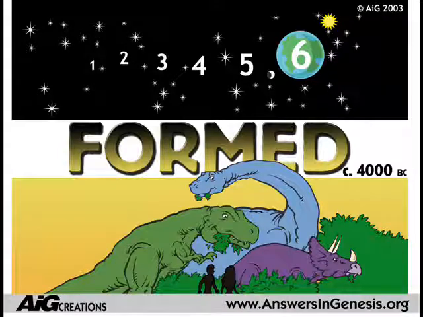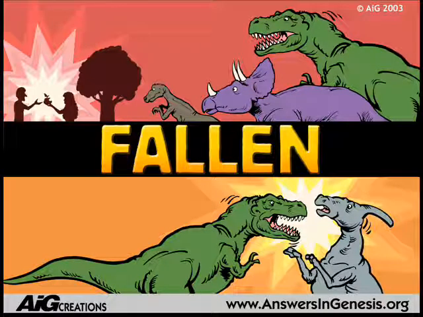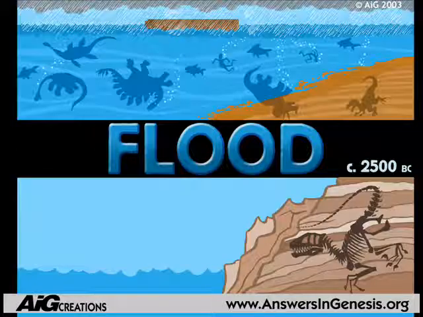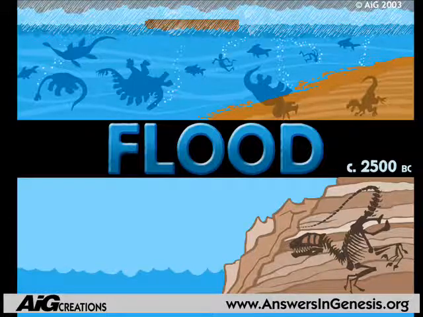See, in the beginning, God created the earth, and it was formed with many animals on it. All the animals were plant eaters. Then, after the fall of man, there was death, and death was sin. Animals turned on each other, and some ate each other. During the flood, many animals were buried, and then later fossilized.